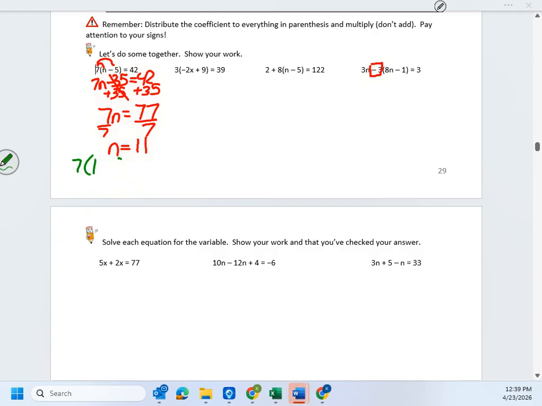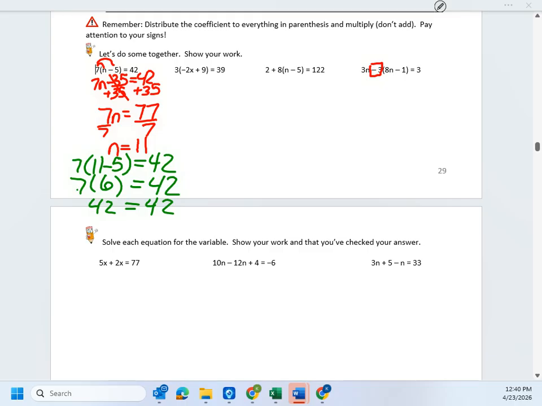So we have 7 times 11 minus 5 equals 42. I know I do my parentheses first. 11 minus 5 is 6, and 7 times 6 is 42. Oh, look at that. 42 really does equal 42. That's why it's important to check your work. Take what you think your answer is, put it back into the original equation, and truly do the math. Don't just assume it's right. Actually work it through, and you can catch those little mistakes. So on the test, you're not making those simple math mistakes.